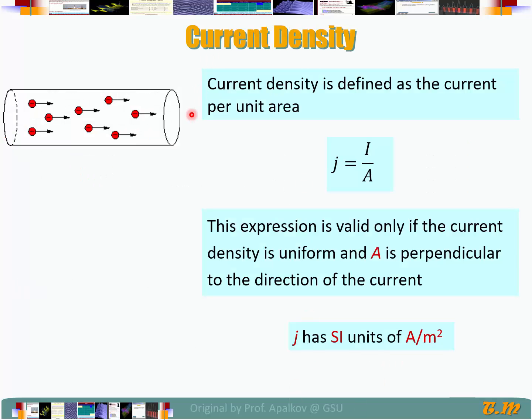Okay, what we call current density is the current per unit area. So I over A, A being the cross-sectional area, is what we call the current density. It has the units, of course, of amps, that's the unit of current, per meter squared.